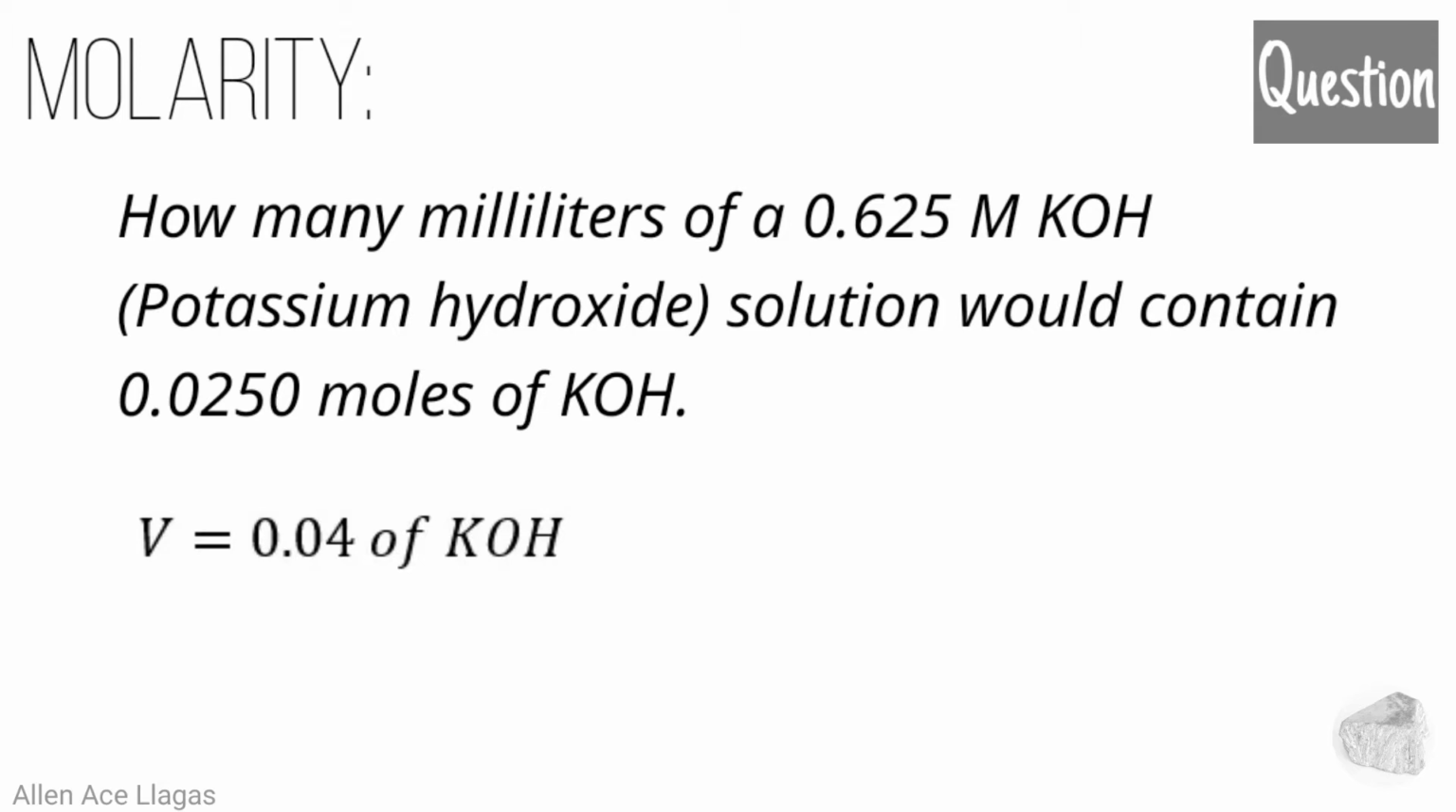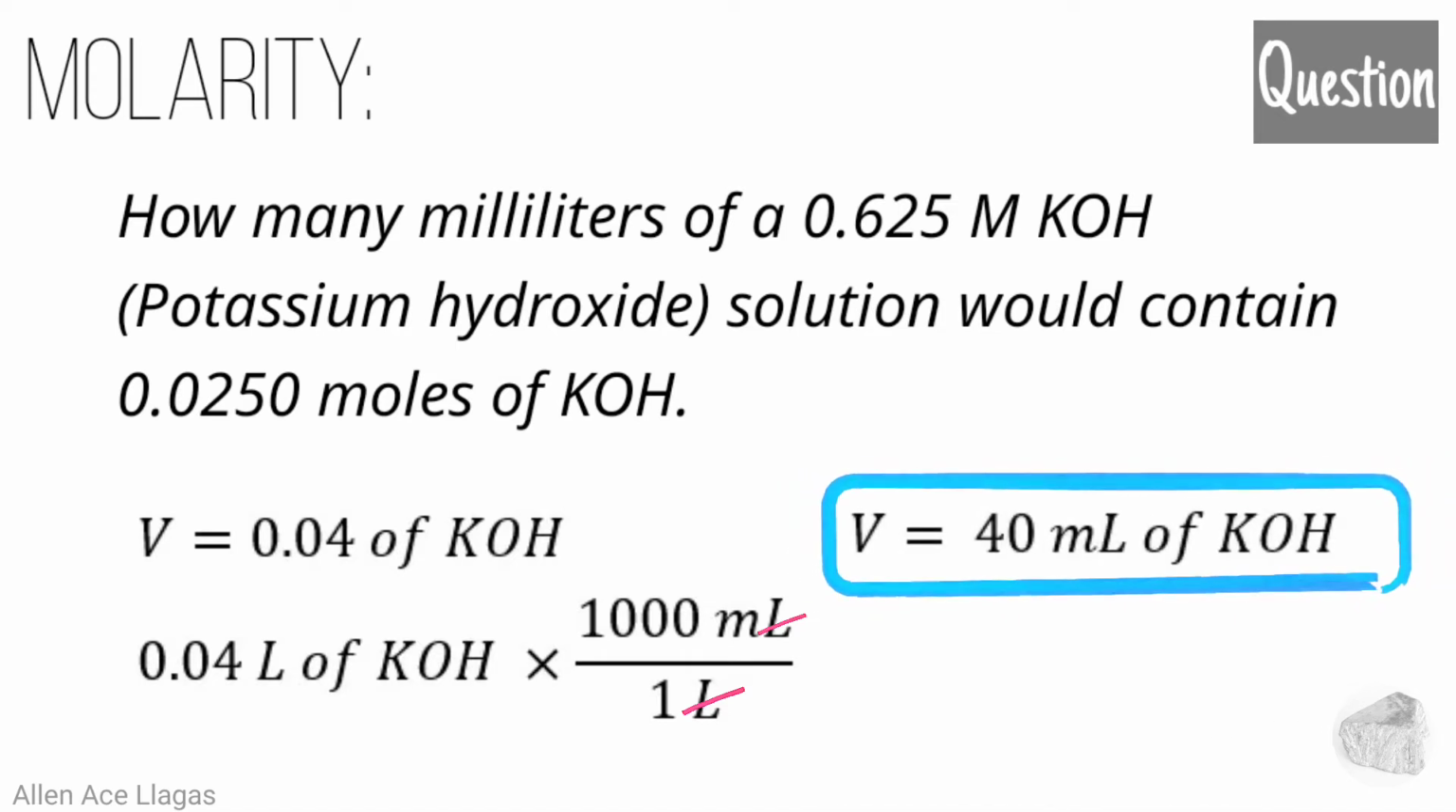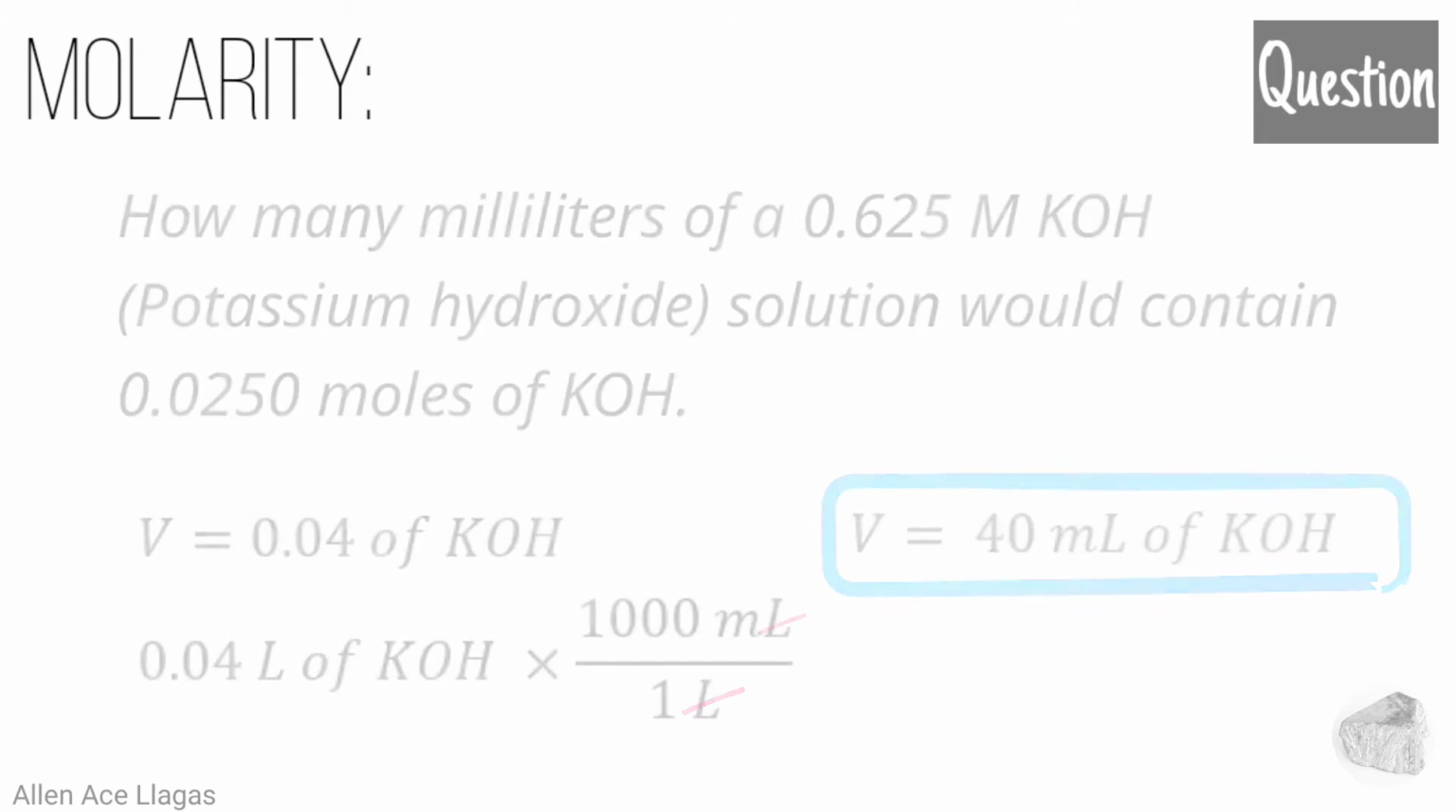Since we need to find milliliters instead of liters, we now have to make a ratio of 1000 mL all over 1 liter. By canceling the liter unit, we arrive at milliliters as we multiply this. Now, we get 40 milliliters of KOH. And that's our final answer.